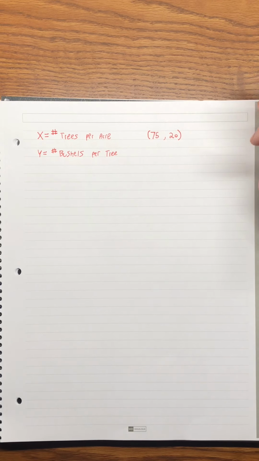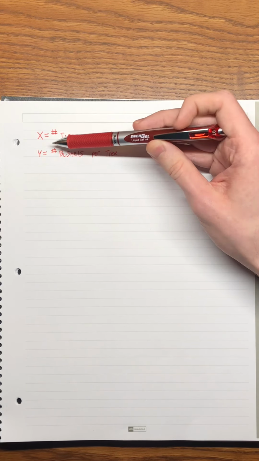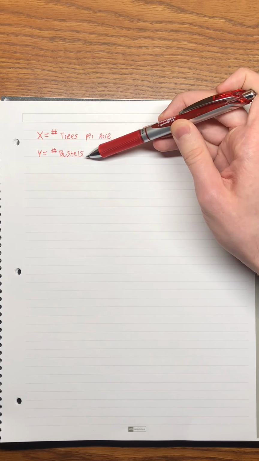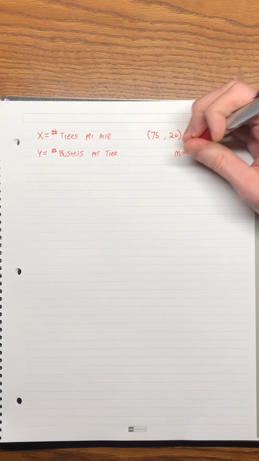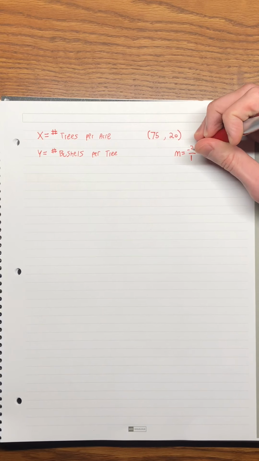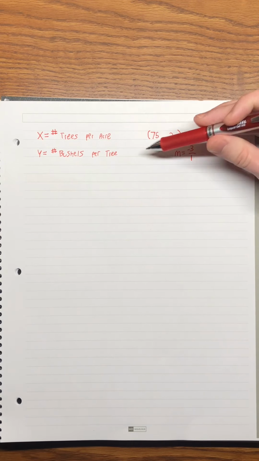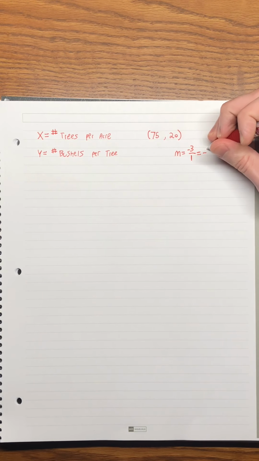Now the question goes on to say that she estimates that for each additional tree planted per acre, the yield of each tree will decrease by 3 bushels. So every time the x value increases by 1, the number of bushels per tree decreases by 3. So every time this x value goes up by 1, we have a -3 change in the amount of bushels per tree, which is going to give us a slope of -3.